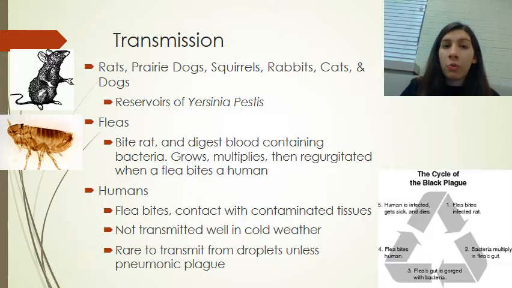But one thing that's very interesting that most people don't know about bubonic plague is it's not transmitted well in cold weather. Most diseases like bubonic plague transmit well, and weather is less of an issue, but cold weather causes it not to be transmitted well. So when outbreaks have occurred, once winter comes along, it leads to a decline in that outbreak itself. And it's rare to transmit from human to human unless it's pneumonic plague, where droplets or coughing to another person will allow it to spread that way.